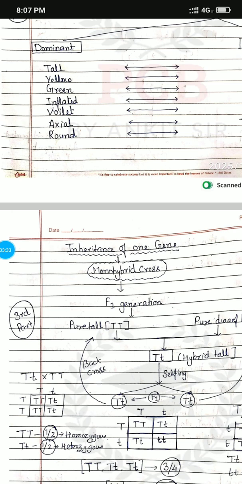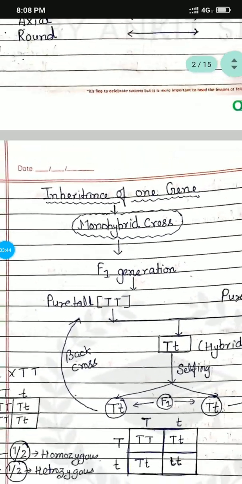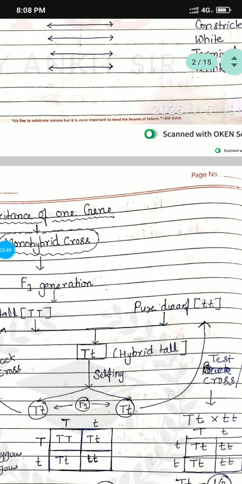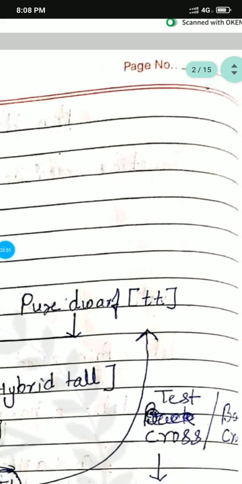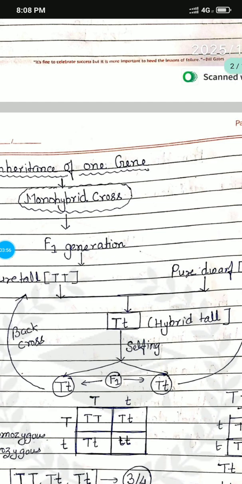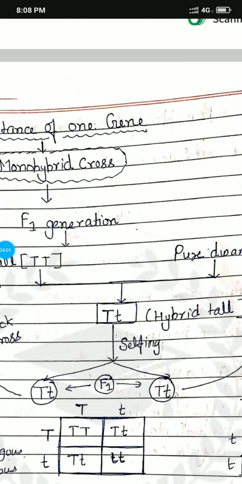A monohybrid cross is carried out in the first generation, and it gives the result. If I cross a pure tall plant, capital T, which is called homozygous because the alphabet is the same, with a pure dwarf, small t, which is recessive and homozygous, the F1 generation is capital T small t, which is a hybrid. It is tall because the dominant character is tall, but it is heterozygous tall.